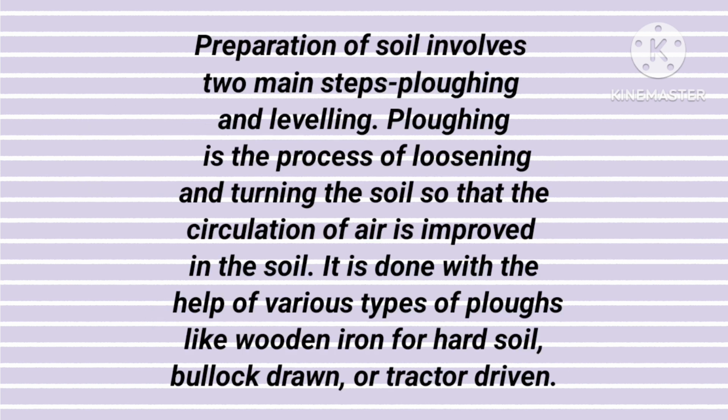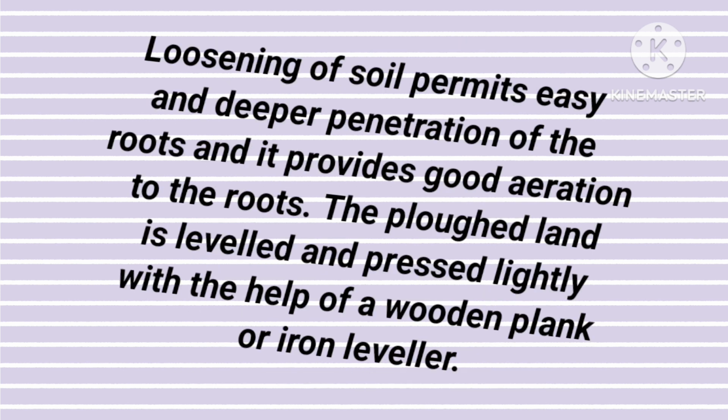Kharif crop. Preparation of soil involves two main steps, plowing and leveling. Plowing is the process of loosening and turning the soil so that circulation of air is improved in the soil. It is done with the help of various types of plows like wooden, etc. The loosening of the soil permits easy and deeper penetration of the roots, and it provides good aeration of the roots. Plowed land is leveled and pressed tightly with the help of a wooden plank or an iron leveler.